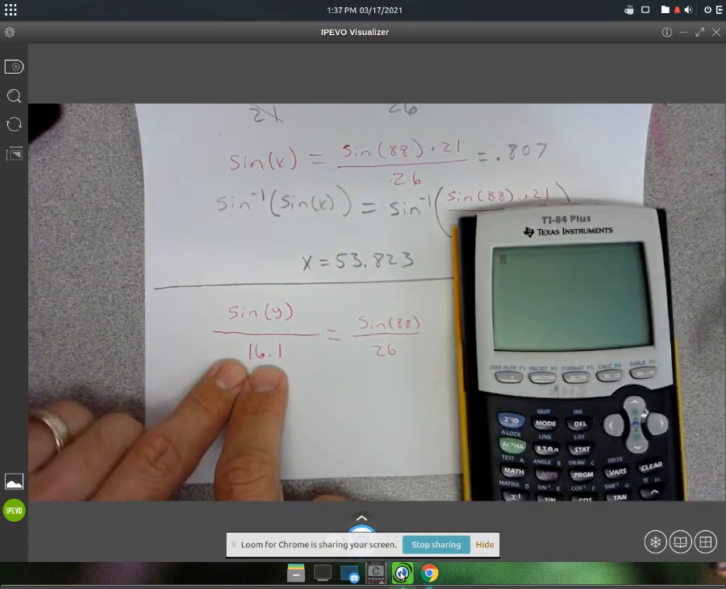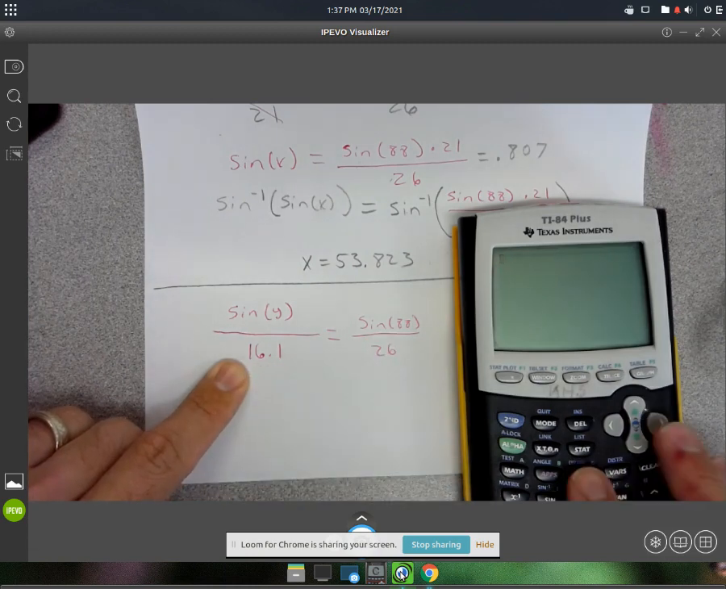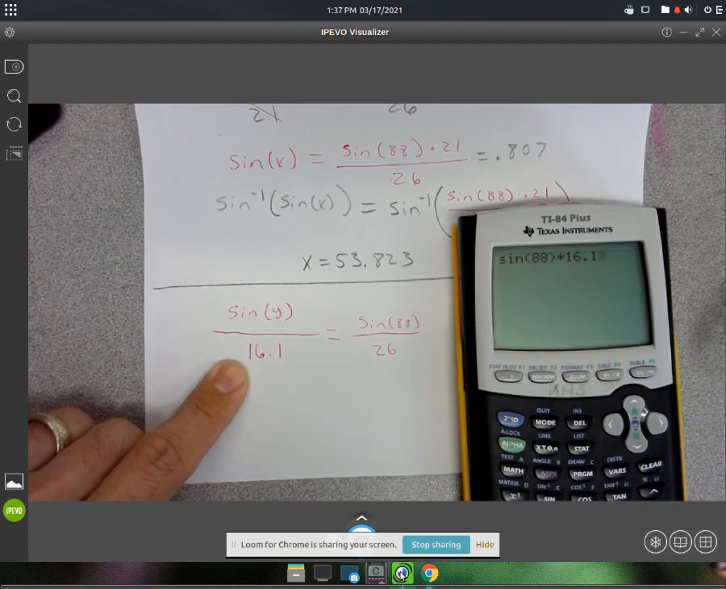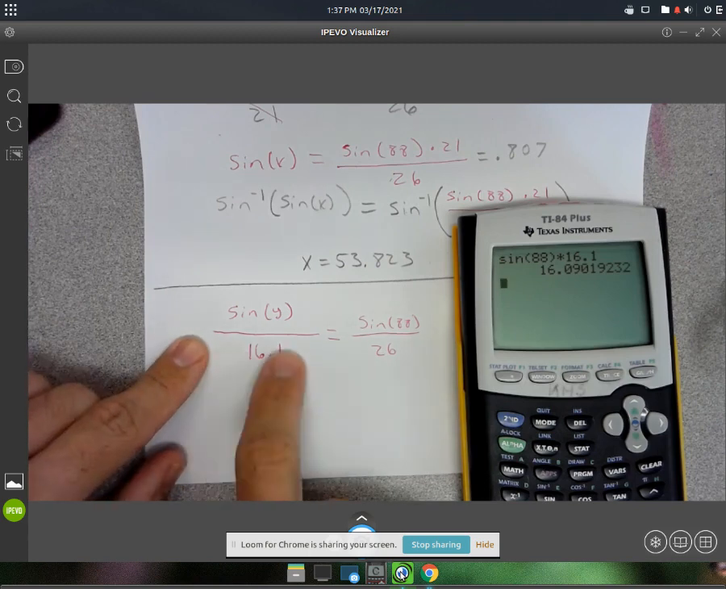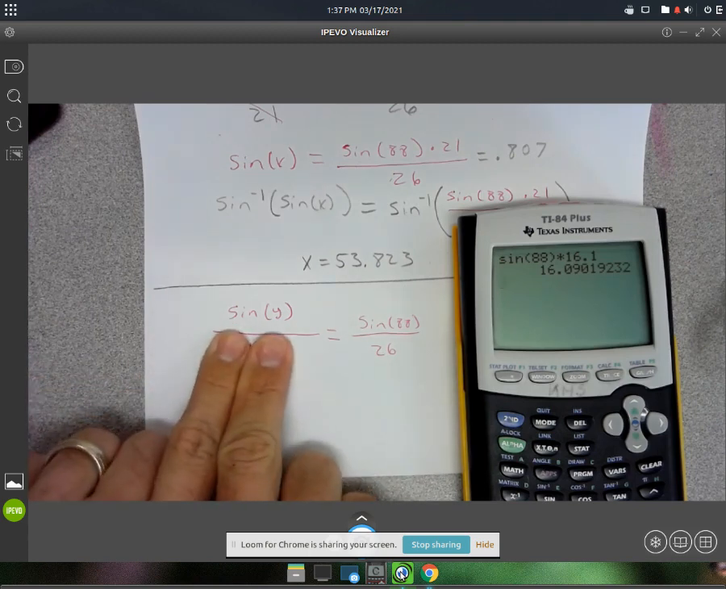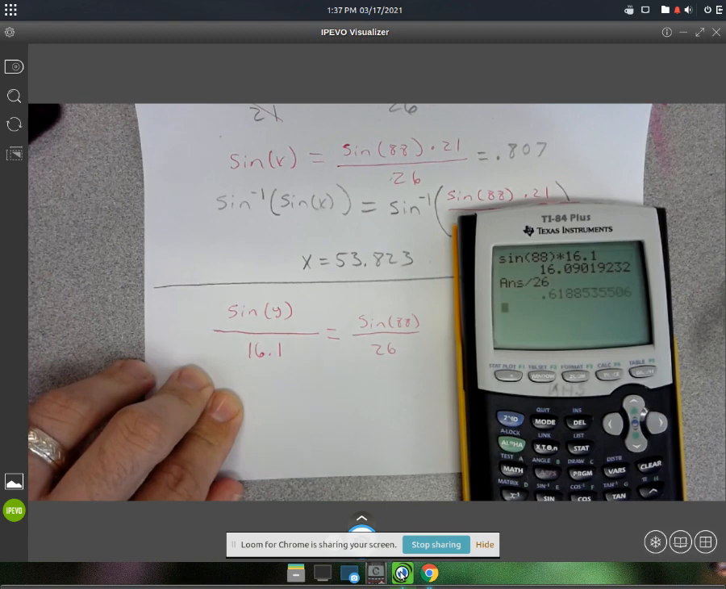All right, so I'm going to multiply through by 16.1. So it's like cross multiplying here. So I get sine of 88, I'm going to times that by 16.1. And then I'm going to divide that by 26. So when I multiplied by the 16.1, I got it out of the denominator. And so that's how I'm getting sine of y by itself. So I'm going to take that answer and divide it by 26.